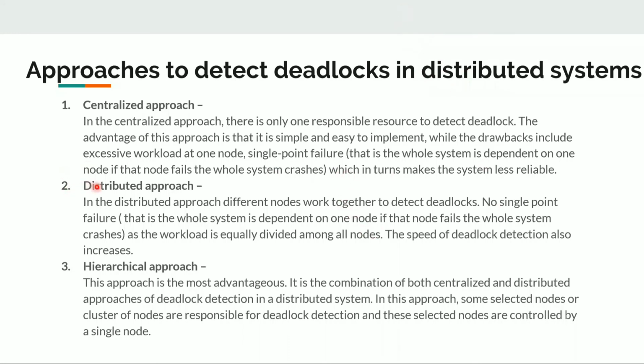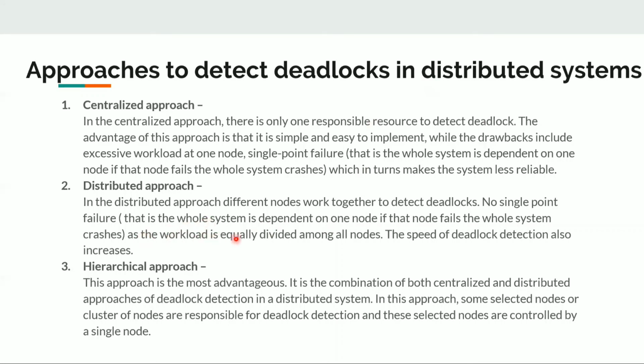The second approach is the distributed approach. So what is the distributed approach? In this approach, different nodes work together to detect deadlocks. So if there are 5 nodes, consider there are 3 nodes that are working for detecting deadlocks. In this situation, there is no single point of failure. If one of the nodes fails, you still have 2 other nodes to detect the deadlock.